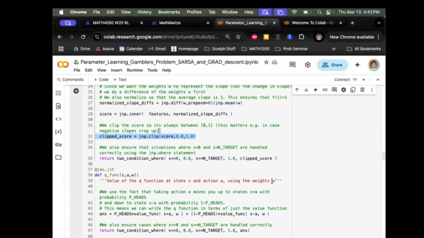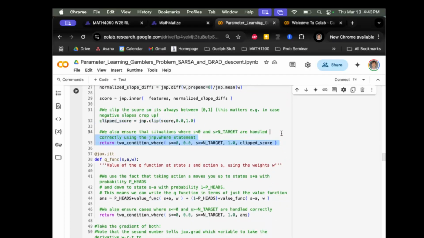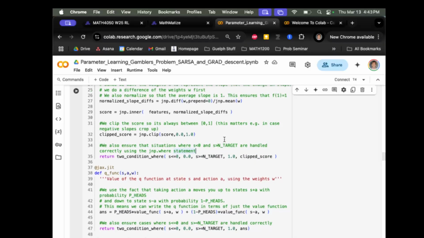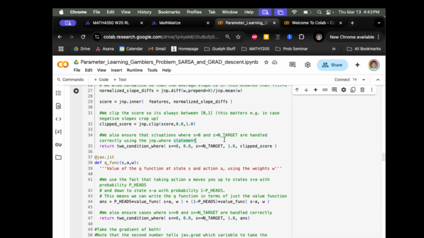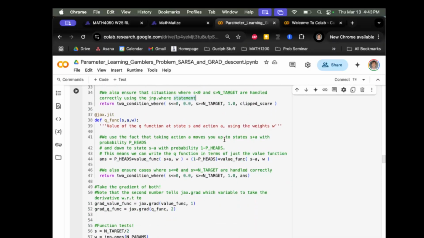Okay, great. And then this condition says if you're bigger than the target, you get 1. If you're less than the target, you get 0. And otherwise, you get this clipped score. Okay, very nice. So that's the V. How come I didn't do a Q? Well, let's look at what I did in Q. Let's see what I said.